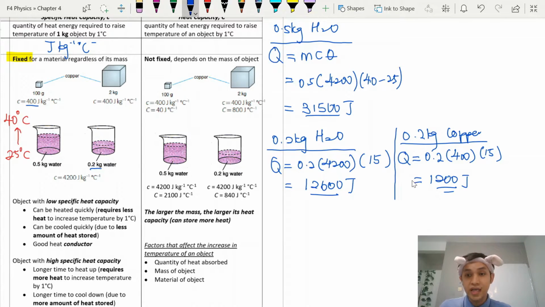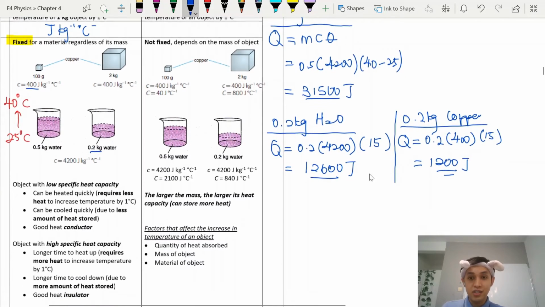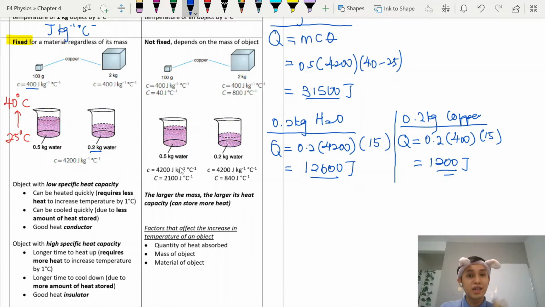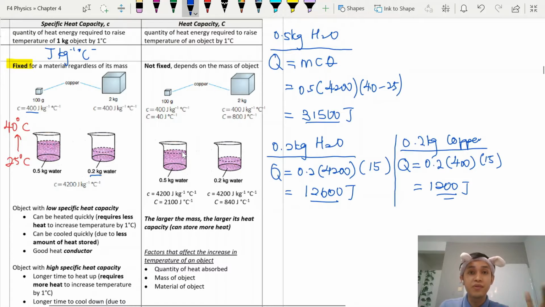Whereas this one needs 10 times more. So that is why this one will heat up slower, and this one will heat up faster. Based on the two calculations here, what does the specific heat capacity tell me? The specific heat capacity of a material allows me to identify how fast or how slow it can be heated.